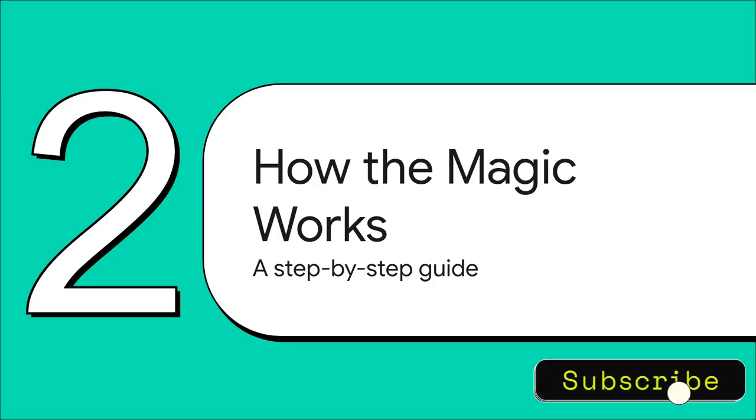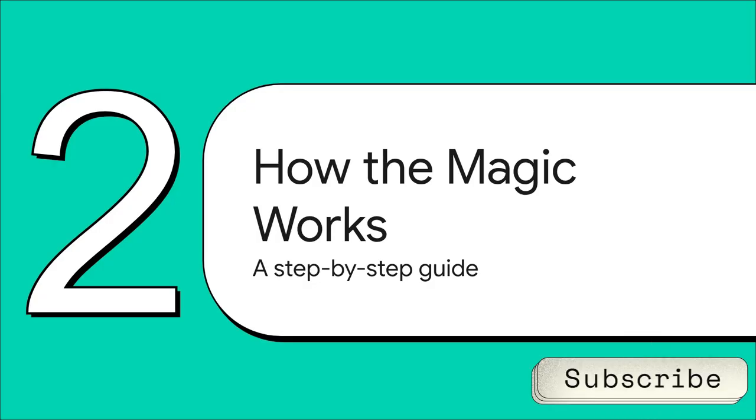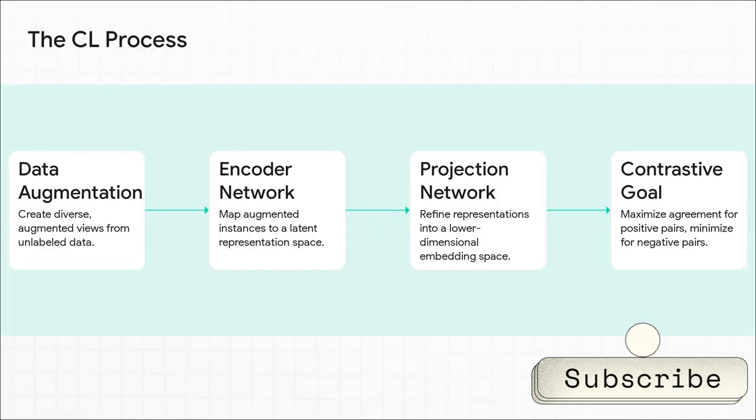Okay, so we've got the what. Now let's get into the how. How does the AI actually build this smart map of data? Let's walk through the process, step by step. So it all kicks off with data augmentation. That's where it creates those different views of the same image to make a positive pair.